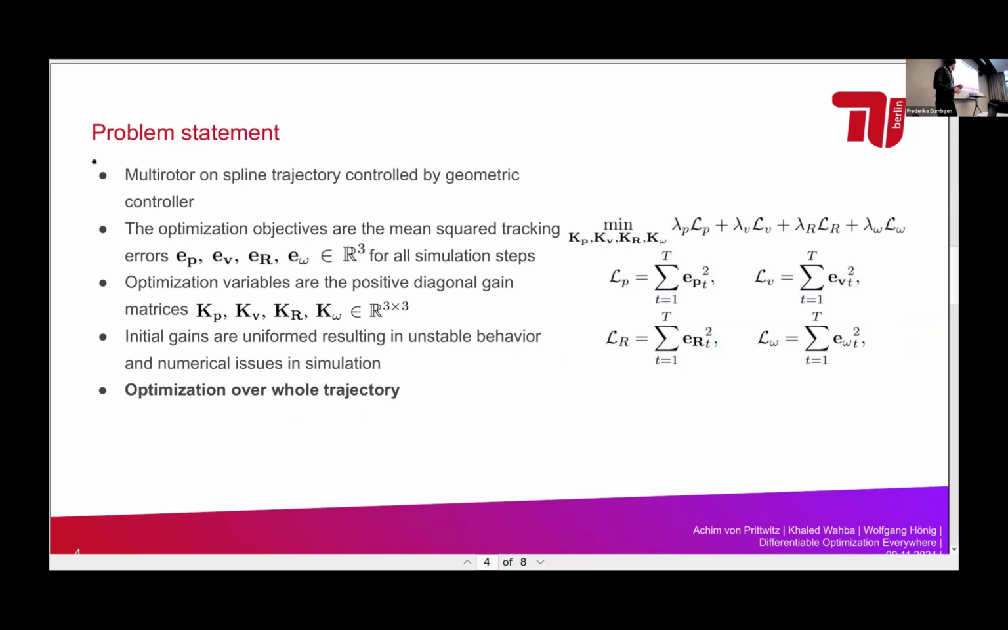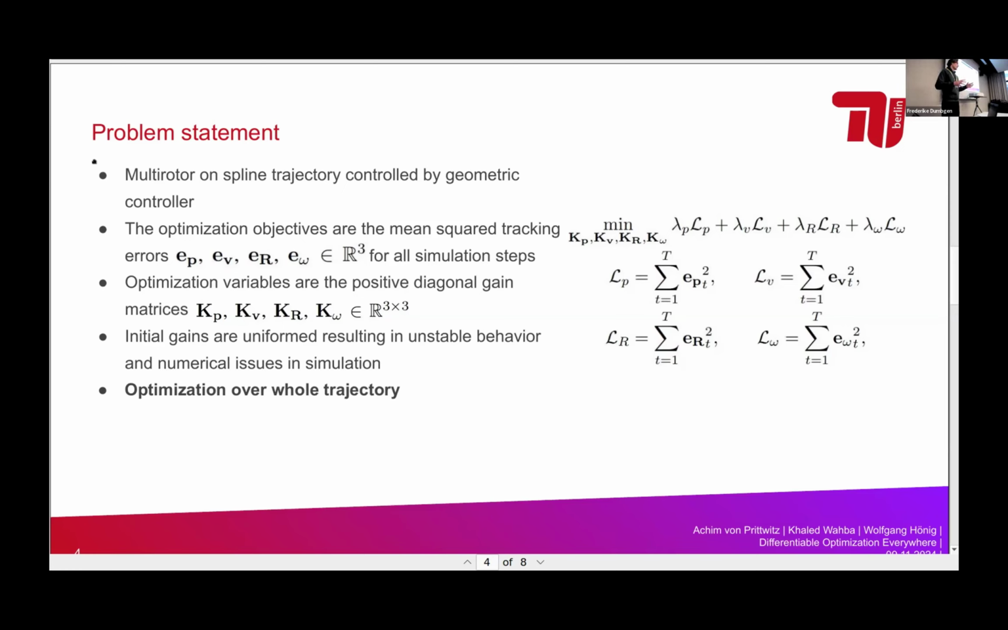We can formulate it as an optimization problem where we want to minimize the mean squared tracking error over the whole trajectory. Our optimization variables are the positive diagonal gain matrices, so we have 12 parameters to optimize for. And we want to do this with an uninformed initial guess.